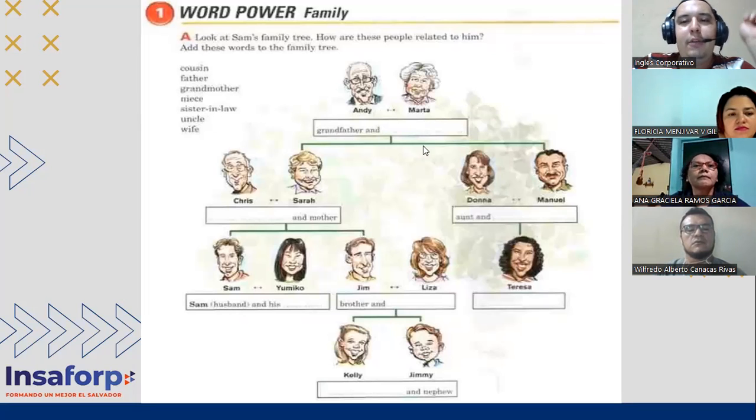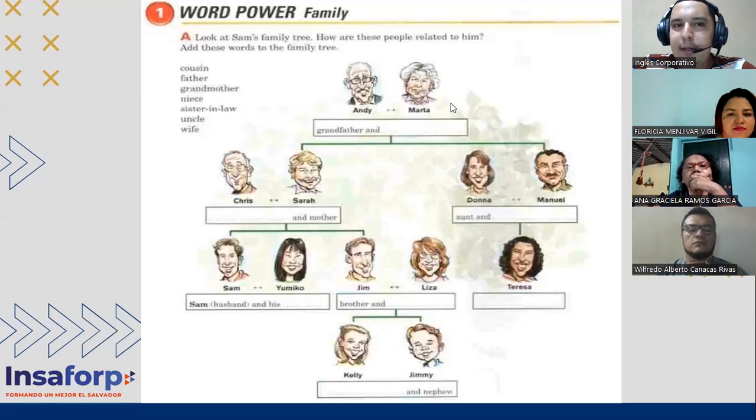What we are going to do, guys, is, if you see here, we have some empty spaces, right? One empty space here, another here, another here. But we have the vocabulary that we are going to work with today in this slide. Here we have Andy. Who is Andy? Grandfather. And who do you think Marta is, from this vocabulary? Grandmother, right, exactly. Thank you, guys. Marta is the grandmother.